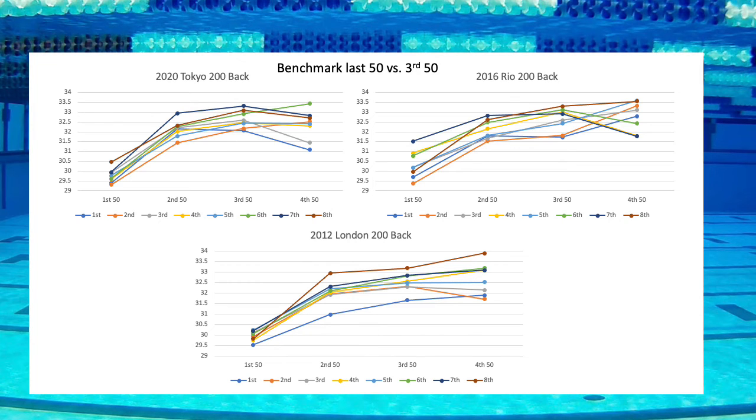If you look at London, there's only two ladies that were faster in the last 50 than the third 50, and then there were four in Rio, and in Tokyo there were six. There's definitely a push to have more speed on the last wall, to make that last 50 faster than the third one, than there was two Olympics ago.